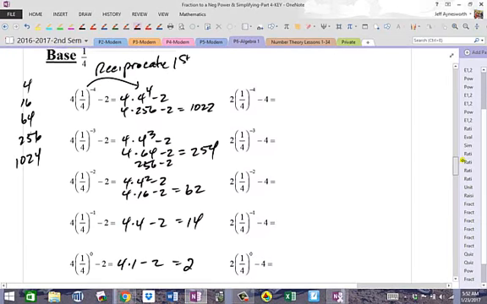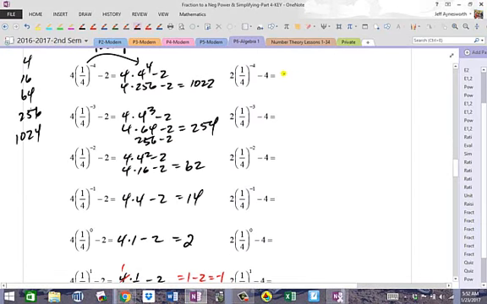All right, keeping on going here, we have 2 times 4 to the fourth minus 4. So 2 times 256 minus 4. Let me see, that's 512. 512 minus 4 is 508.